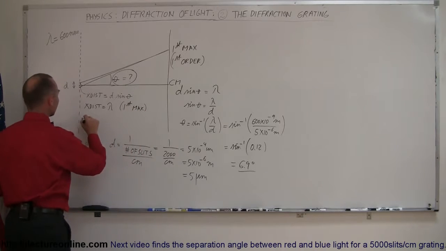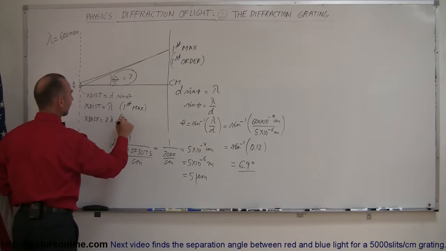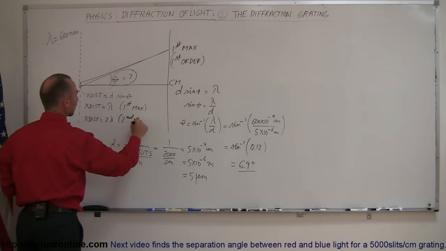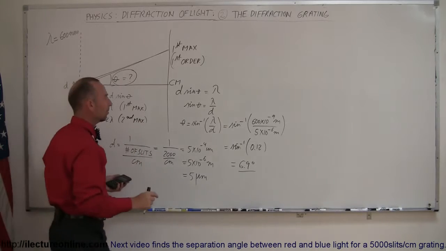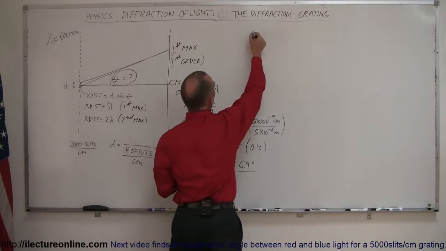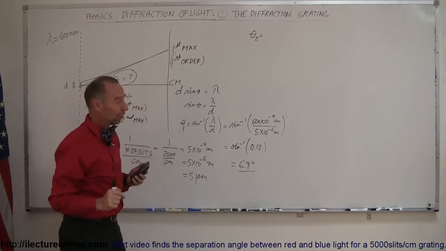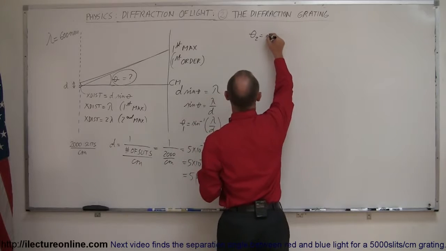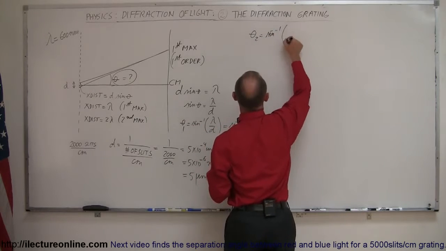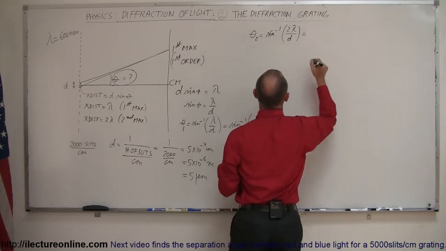To find the second order, the extra distance traveled must therefore equal 2 lambda, so for the second max. Let's call this theta sub 1. To find theta sub 2, we then have to just multiply lambda by 2, so 2 lambda. And so we have the arc sine of 2 lambda divided by the distance. And let's see what we get.